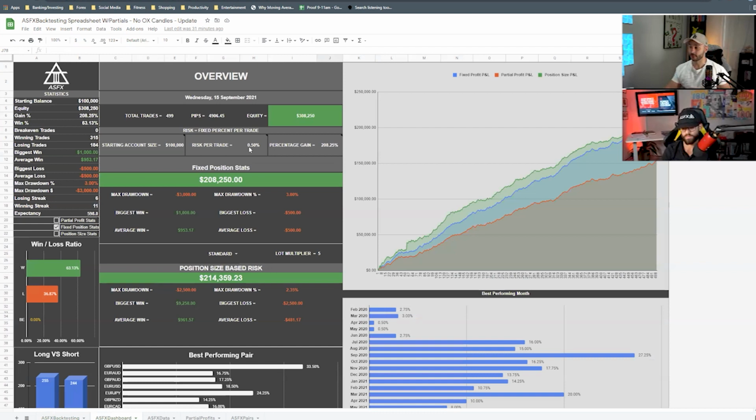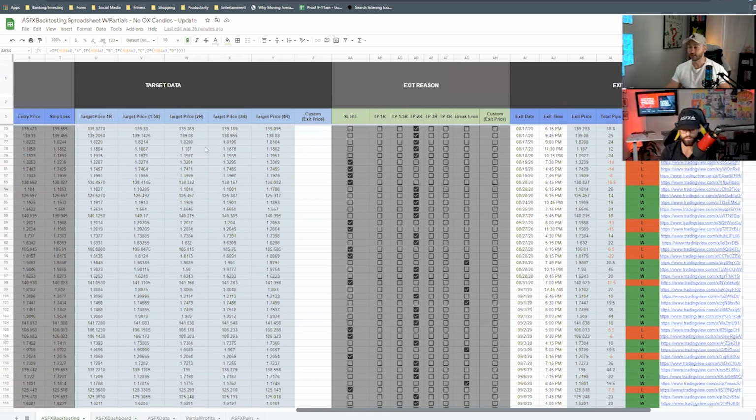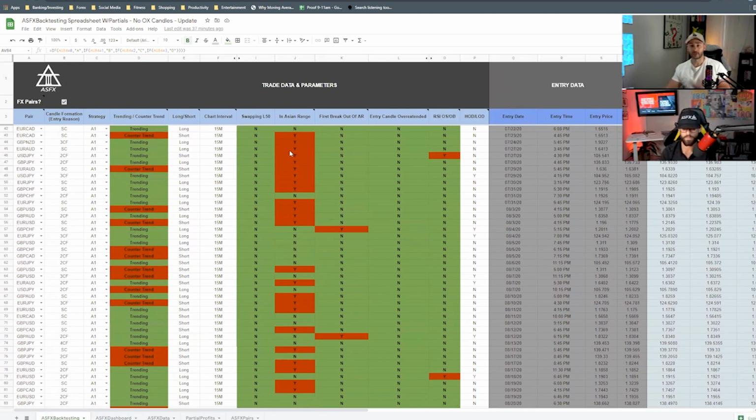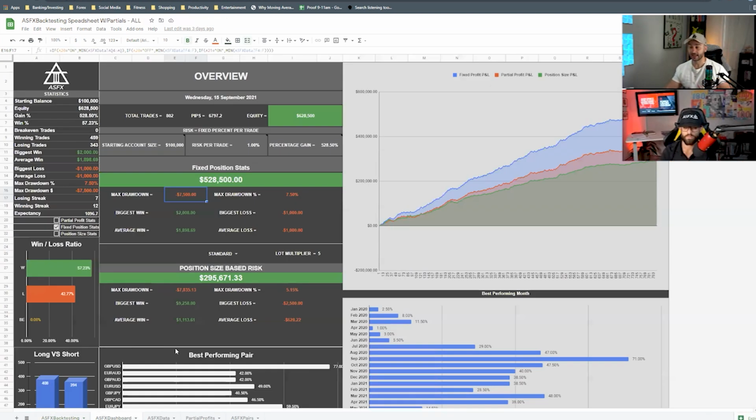So jumping over to this one, you can see we have a 63% win rate and 208% return. Basically, this is just taking out all of the overextended candles. We have all the other parameters: counter trend, trending in the Asia range. The only thing I should have mentioned earlier is the one parameter I didn't trade is a swapping L50. So all of those 800 trades had a perfect L50. Good to know. Okay, that makes sense.